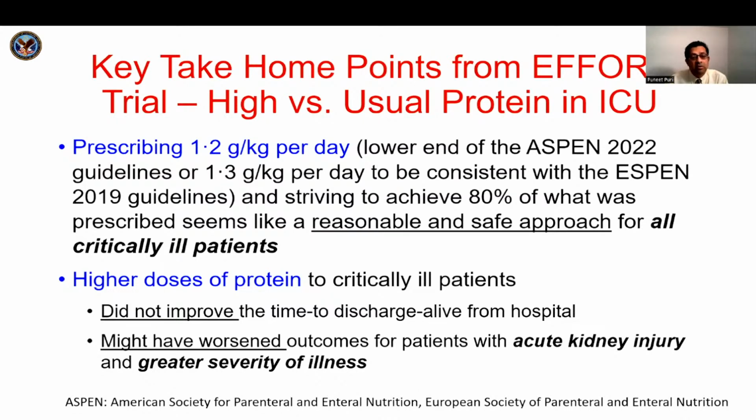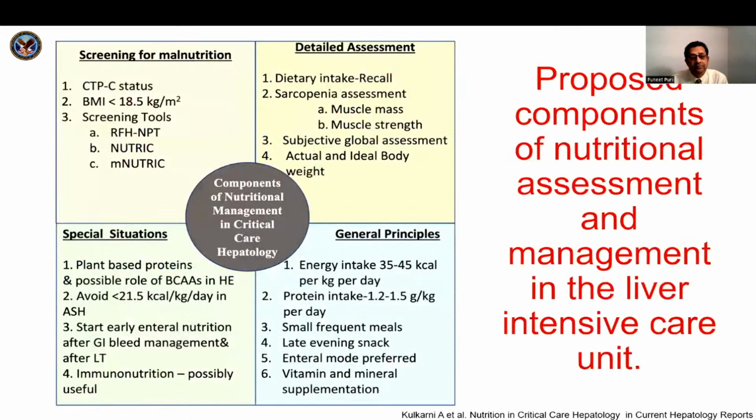Higher doses of protein to critically ill patients did not improve either the time to discharge alive from hospital or 60-day mortality. It might have worsened outcomes, although the trend was there but not significant, that those patients with acute kidney injury or greater severity of illness, their outcomes could have been worse.